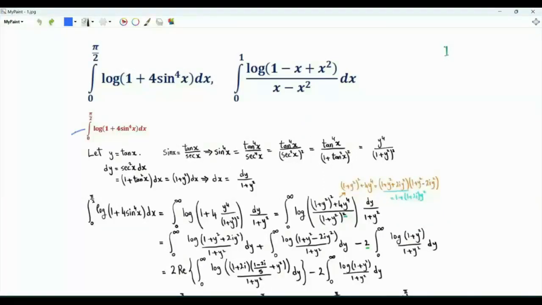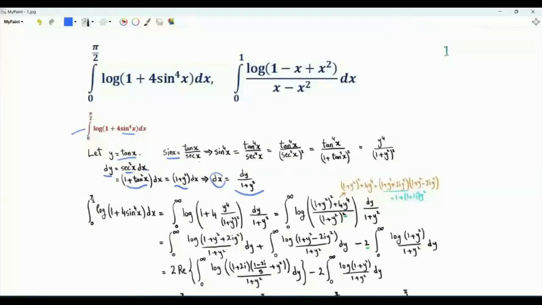In this video, we have two logarithmic integrals. Let's start with this one, the integral from 0 to pi over 2 of log(1 plus 4 sine x to the power 4). The first step is a change of variables. y is equal to tan x. When x is 0, y is 0. When x tends to pi over 2, y tends to infinity. dy is sec squared x dx. Sec squared is 1 plus tan x squared, which is 1 plus y squared. So dx is dy over 1 plus y squared.